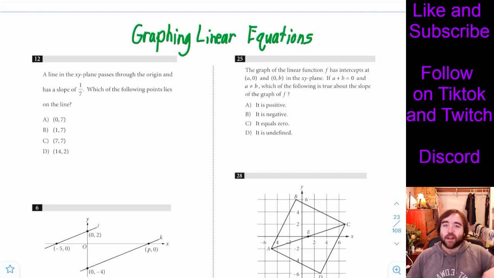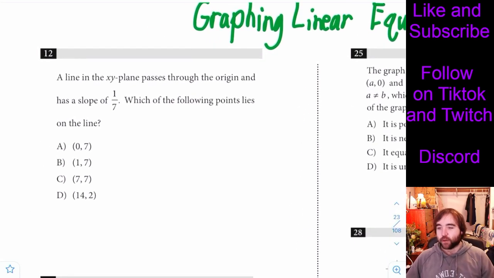How's it going, y'all? Today we are doing graphing linear equations. So more SAT problems. We're going to go through all these. I recommend you do them before I do, and then use my work to check your answer, and maybe find another way to do it.